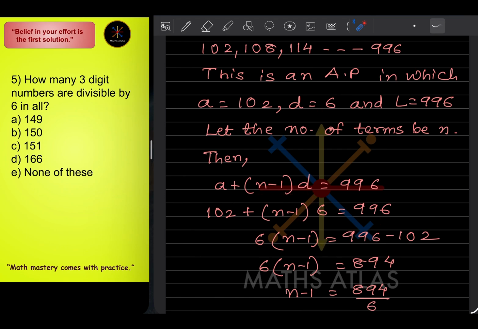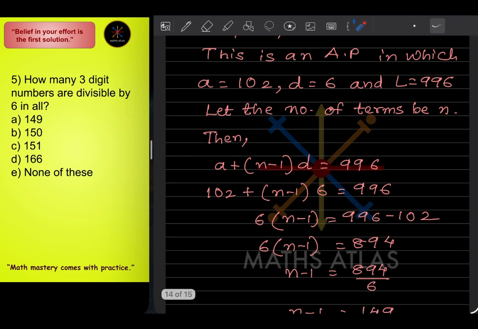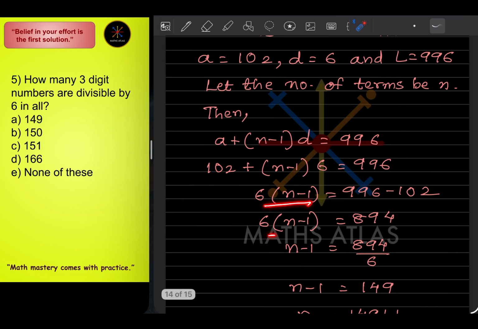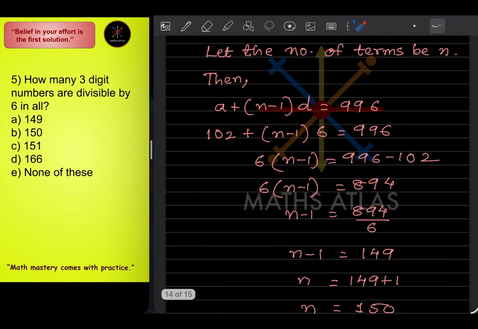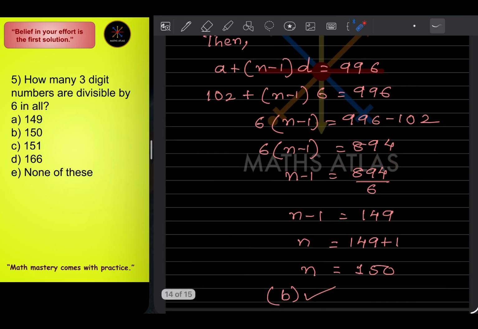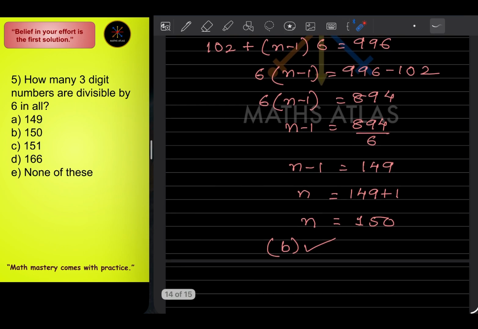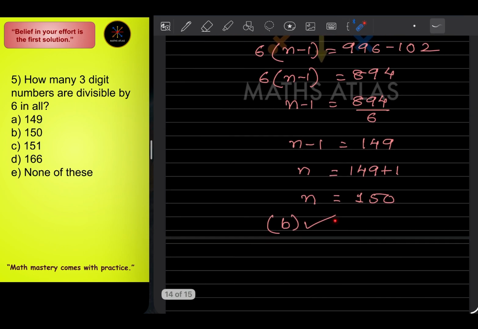So here what we can do, we keep this here, and 996 on the other side goes as minus 102. So this will be 894. There is a multiplication sign in between, so let us write here N minus 1 is 894 divided by 6. When you divide, you get 149. So now N will be, this minus 1 goes to the other side as plus 1. So N is 150. So the correct option is B, which is 150.